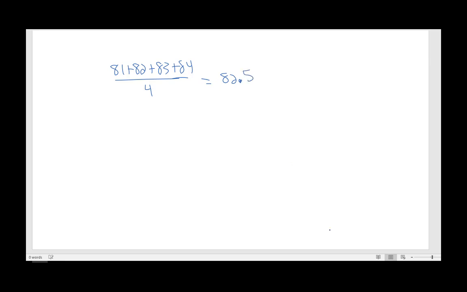So in general, if I'm averaging a discrete, finite set of numbers, the value that I get out of the average does not have to be an actual data point within the data set, right? We can see 82.5 is not in this data set.